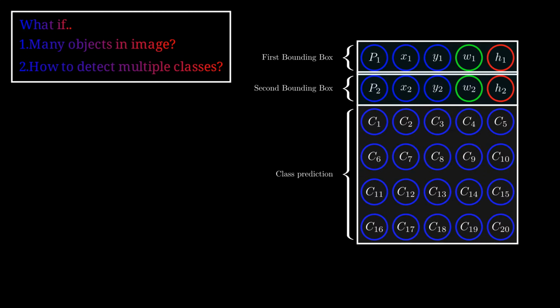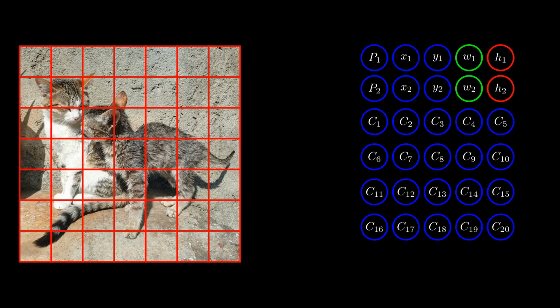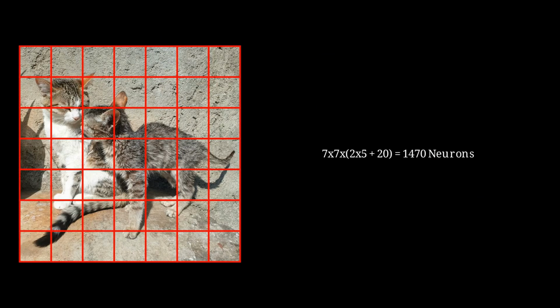But what if there are more than 2 objects in an image, and also they belong to different classes? For this, we use another technique where we divide the entire image into a 7x7 grid. Each grid is responsible for the detection of 2 objects in an image. This way, we can now detect a total of 7 into 7 into 2, or we can say 98 objects in an image. Now, with that in mind, the total output neurons to detect those objects can be given by this number, where 7x7 represents the total grids, and 30 values for 2 bounding boxes for each grid.